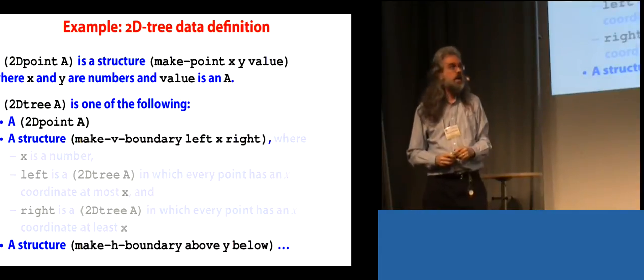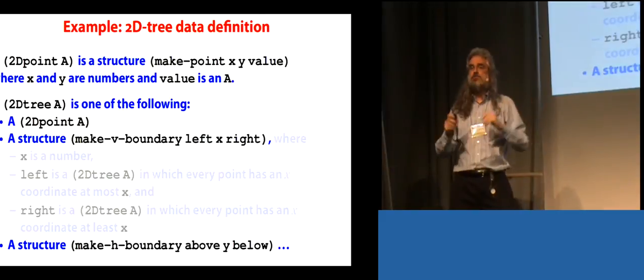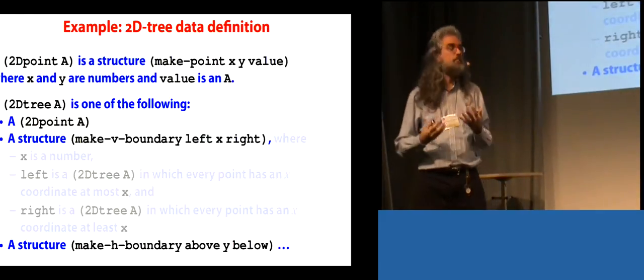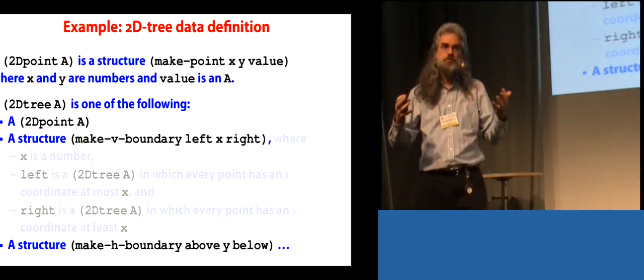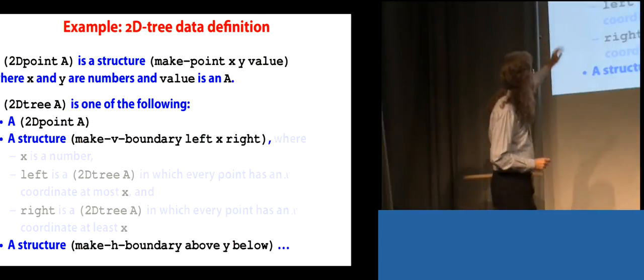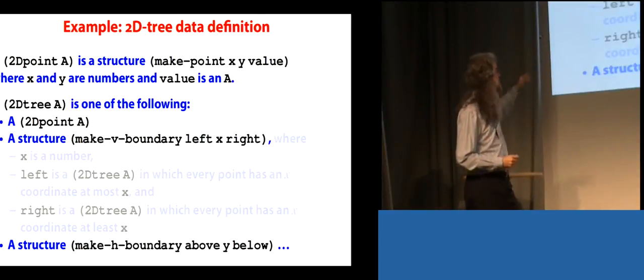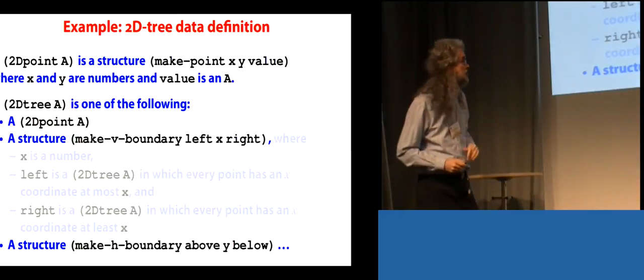A 2D point of A is a structure, that's the word for product type. It's got XY coordinates and a value of type capital A. So you see that we have a little bit of parametric polymorphism here. It's okay even for beginning students. Then the tree is a value of some type. You've either got a point or the vertical and the horizontal boundaries that I showed you.